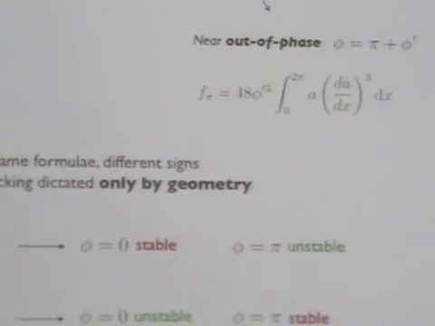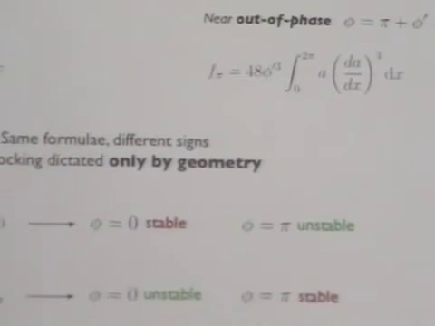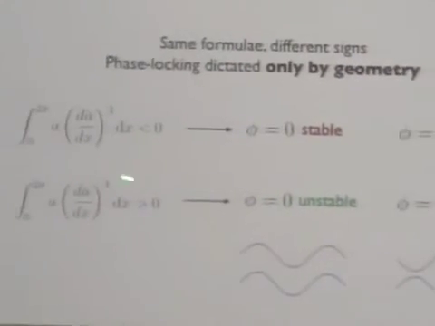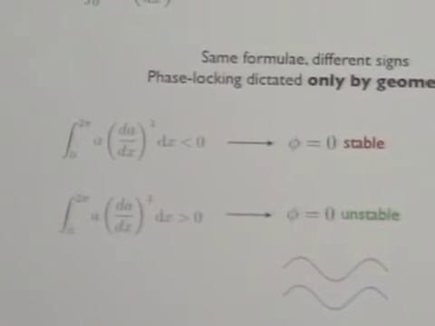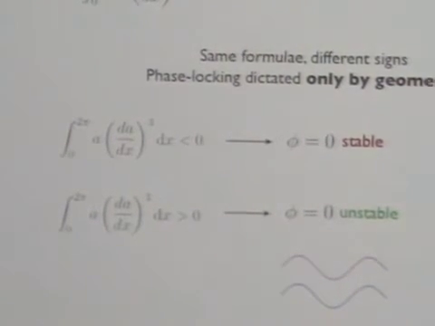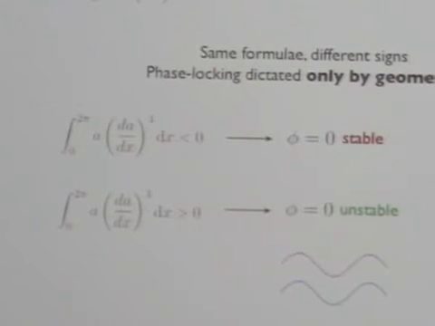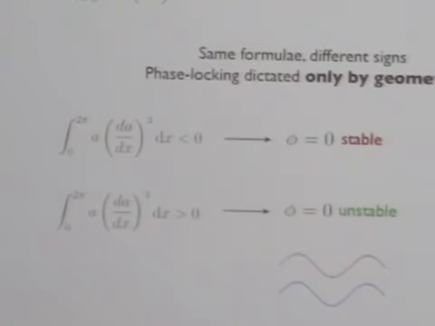If you flip the sign of the waveform, and you give me now a waveform A for which this is positive, then I will flip the sign of stability. The in phase will be unstable, and the out of phase will be stable. And if you give me a waveform for which this integral is 0, then nothing happens. There's never any phase locking, which is the case we had with our sine wave.